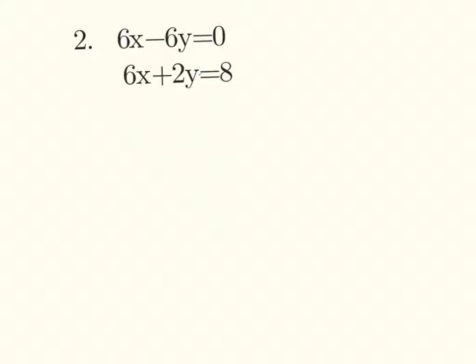Now we're going to do elimination again. But on this one, if I look at my x's and I add them, I would get 12x. So my x's don't go away. So let's look at the y's. I have negative 6y and 2y. If I add those, my y's don't go away.